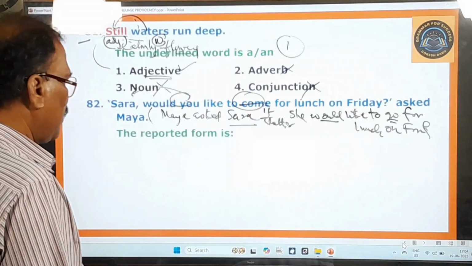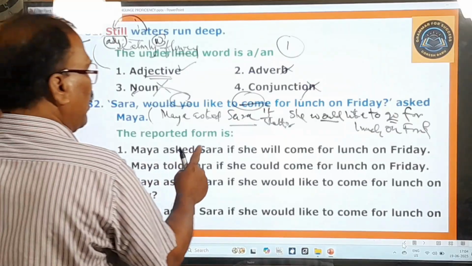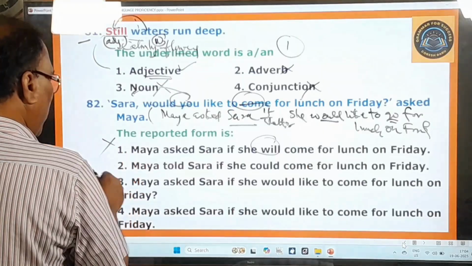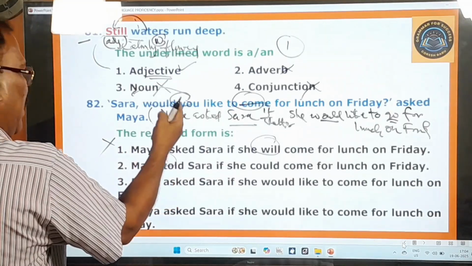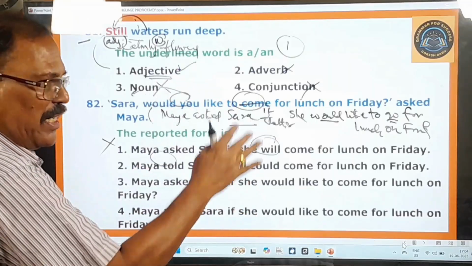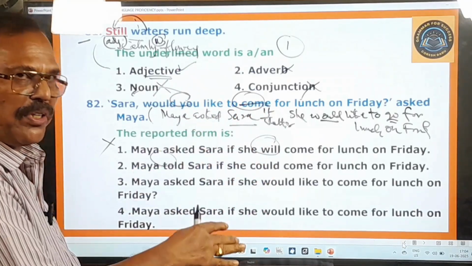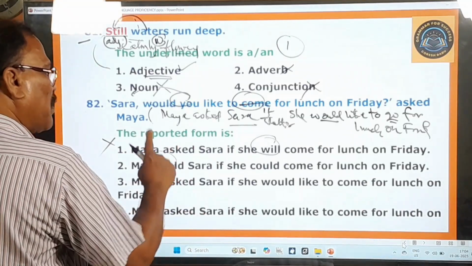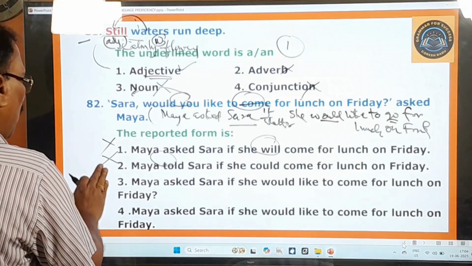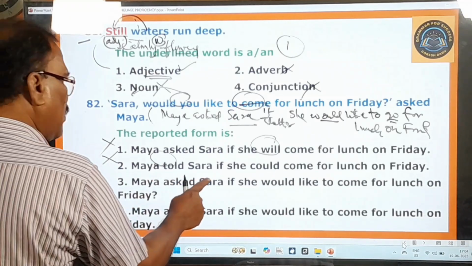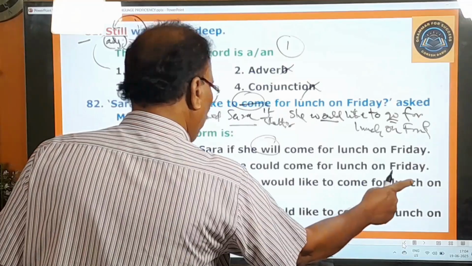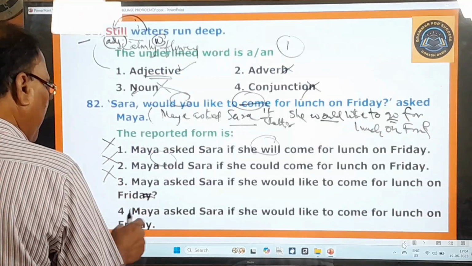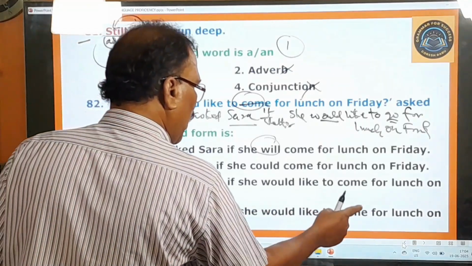Now let us look at the options given. Maya asked Sarah if she will come for lunch. No, will is used. Therefore, this is wrong. Maya told: always when there is an ordinary question in the direct speech, when you change that ordinary question into indirect speech, the reporting verb said or said to must be changed into asked. But here told is there. On seeing this told, you must say this is absolutely wrong. Therefore, it is struck off. Go to the third one. Maya asked Sarah if she would like to come for lunch on Friday? Some question mark is used. Everything is okay, but question mark is used. Therefore, this is wrong.